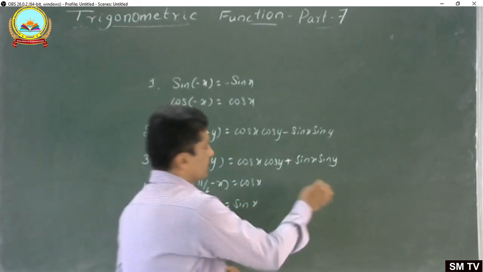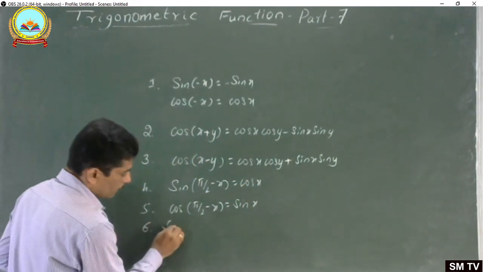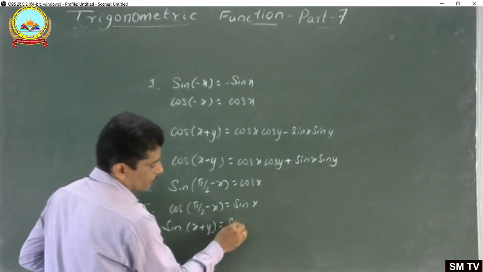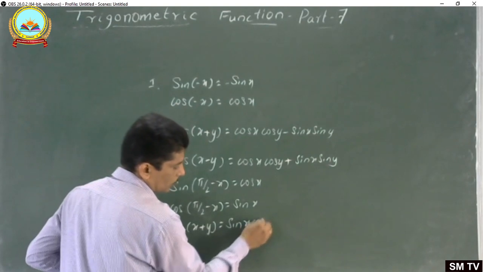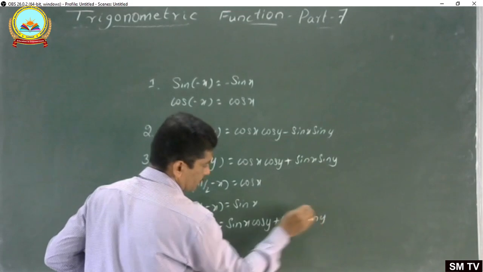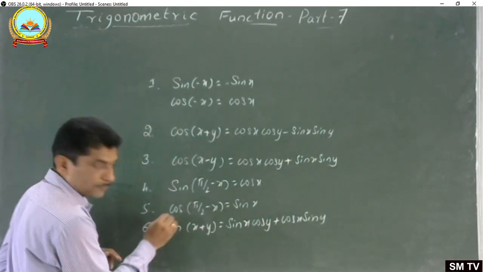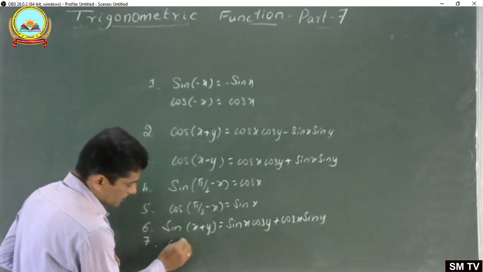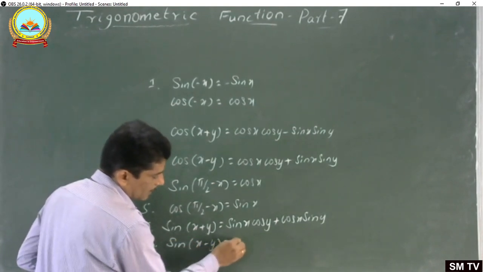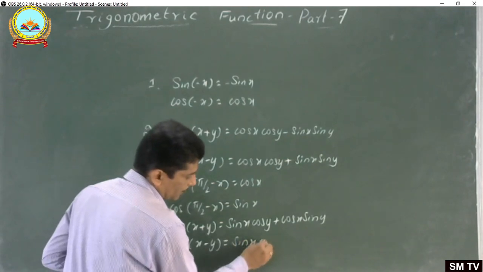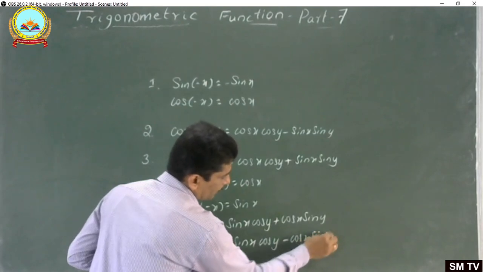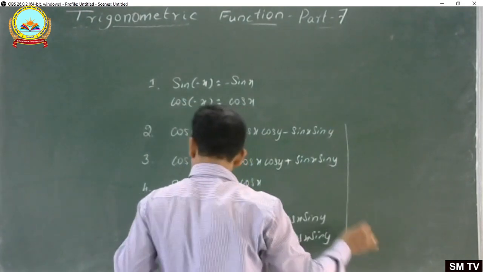And also you know the results, sine of x plus y is equal to sine of x into cos y plus cos of x into sine y. And the second one, already we discussed: sine of x minus y is equal to sine of x into cos y minus cos of x into sine y. And other two results we discussed.